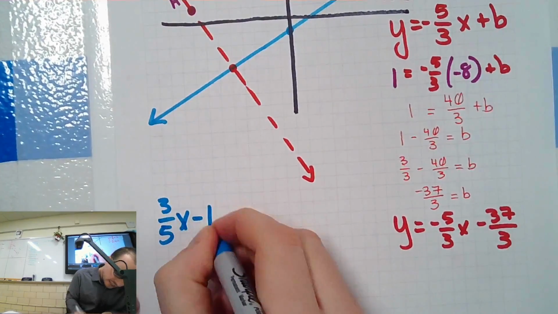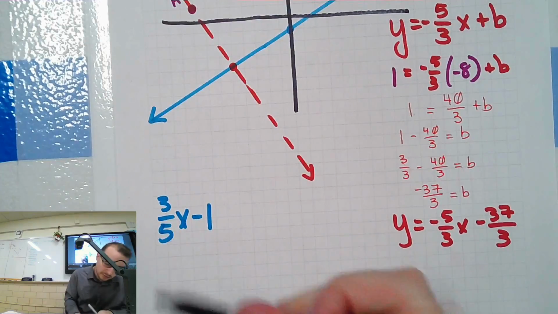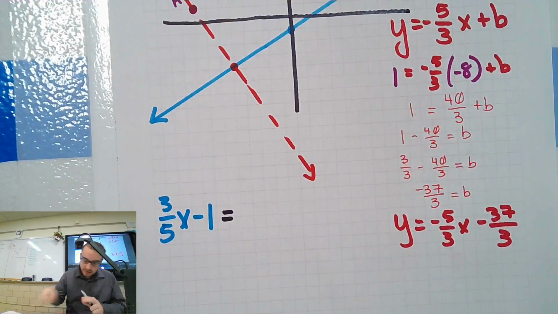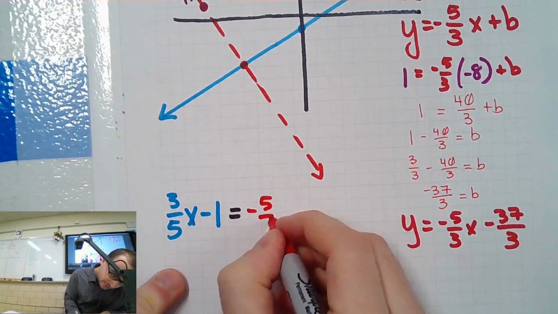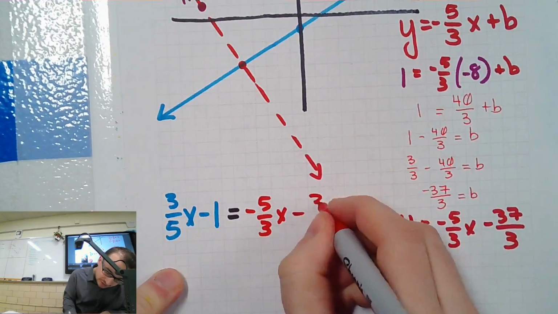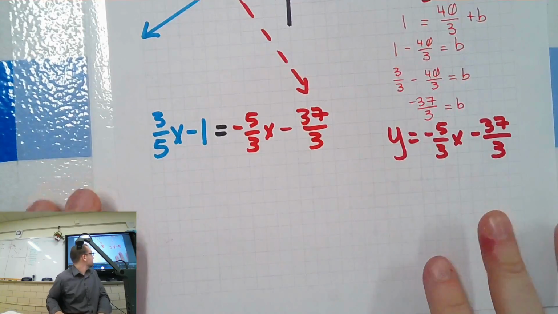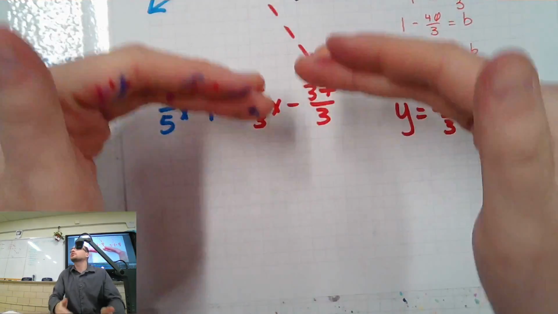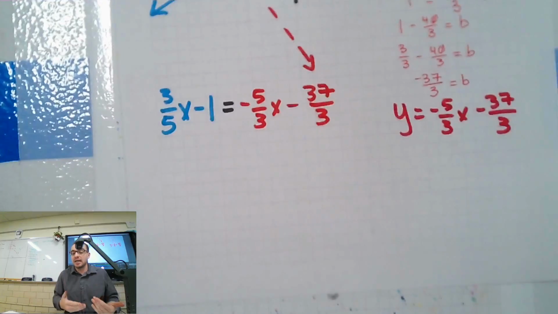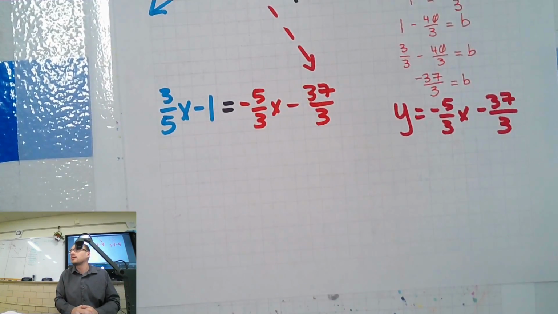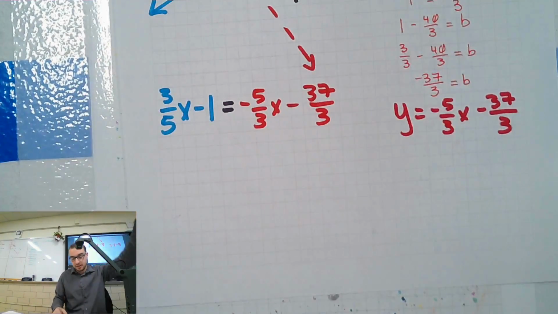3/5 x minus 1 equals negative 5/3 x minus 37 over 3. Ugh. But it's okay. It's going to be gross, but it's going to be fine. We set them equal, then we do math and get x, right? After we get x, we plug it back in and we get y. That's what's going to happen. So just watch the magic, okay?